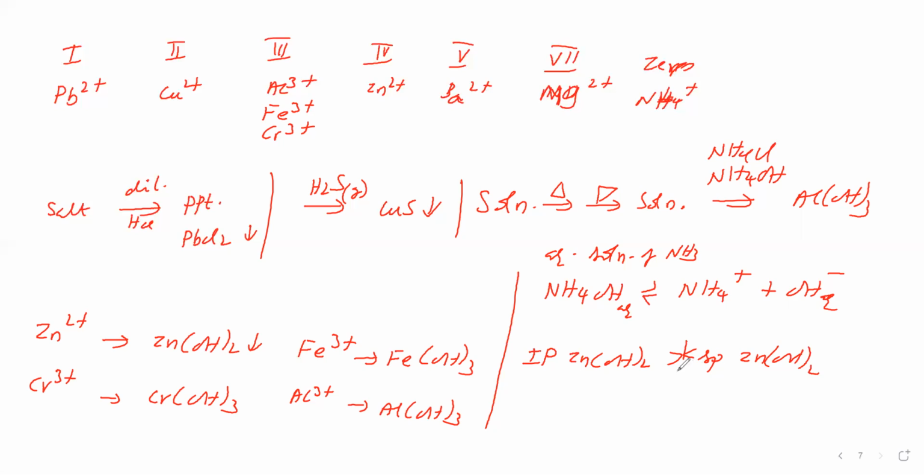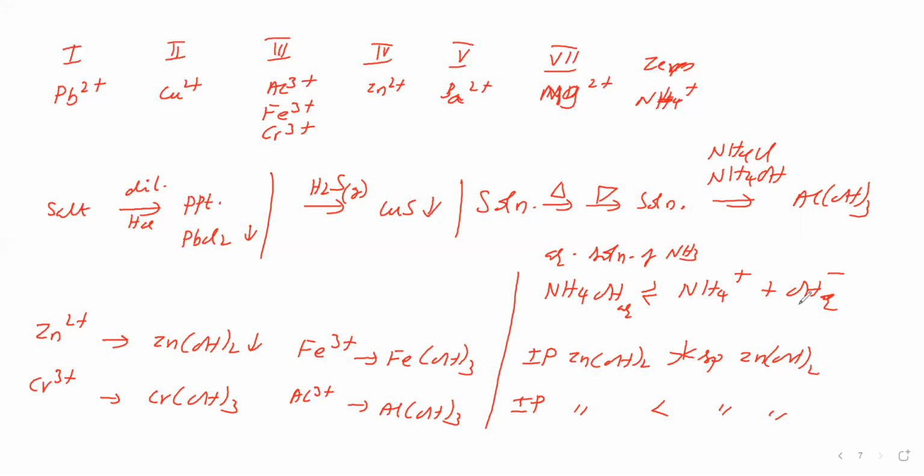So, zinc should not precipitate in group 3. It should come under group 4. For which, what do we have to do? Make the ionic product of zinc hydroxide less than the solubility product of zinc hydroxide, then precipitation is not possible. Then zinc will not precipitate in group 3. So we have to make the ionic product less.